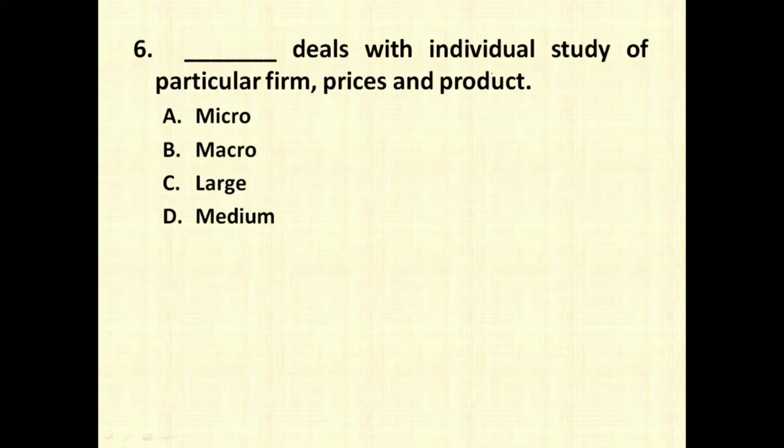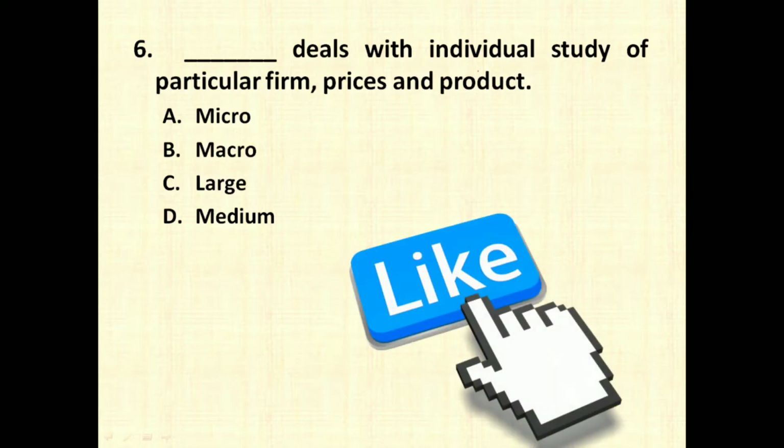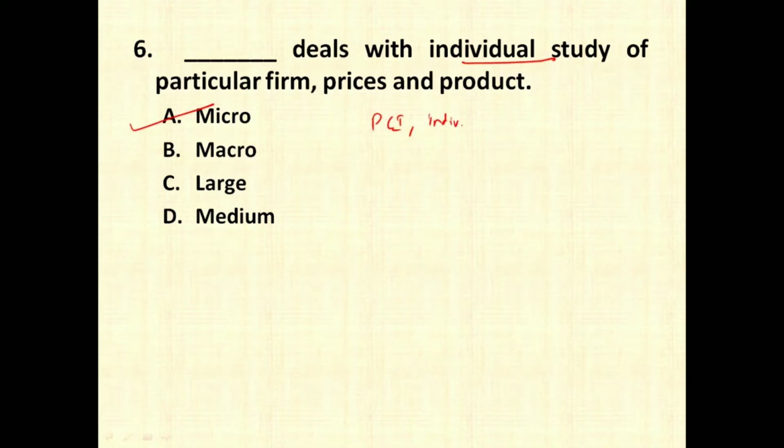Dash deals with the individual study of particular firm, prices and product. Micro, macro, large, medium. So whenever we talk about individual study, it is always micro. So microeconomics includes studies about per capita income or individual pricing of a product or individual demand, etc. Macroeconomics includes the overall aggregate study of an economy. It includes national income, employment rate, general price level, balance of payment, etc.